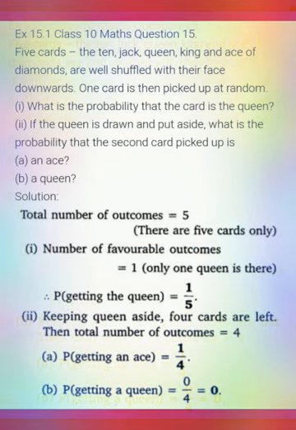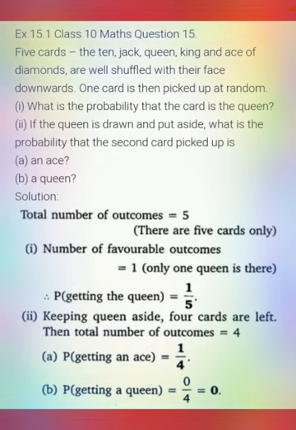Okay, first let me brief the question. You all know a well shuffled pack of cards means there are 52 cards. From the well shuffled pack of cards, only 5 cards are taken. Those 5 cards are mentioned. All those cards are diamond cards: the 10 of diamonds, jack of diamonds, queen of diamonds, king of diamonds and ace of diamonds. All these 5 cards are shuffled and kept face downward and one card is picked up. Okay, now let us step into the solution part.